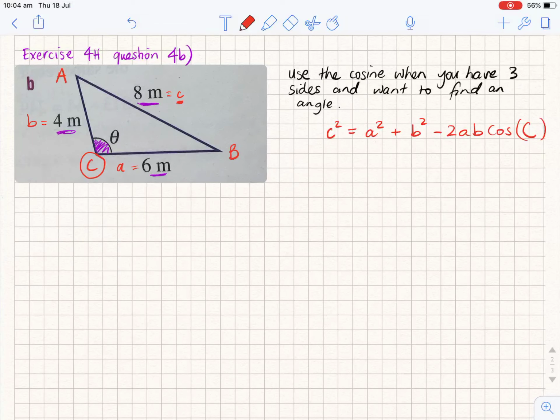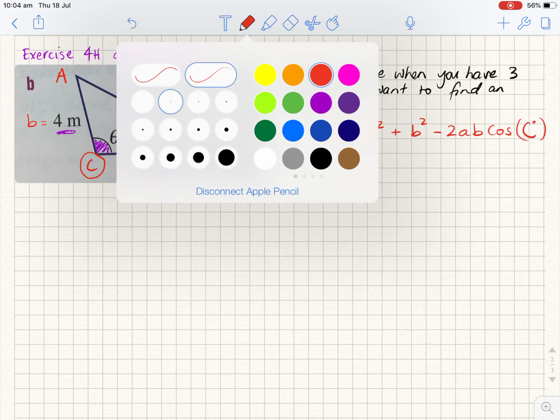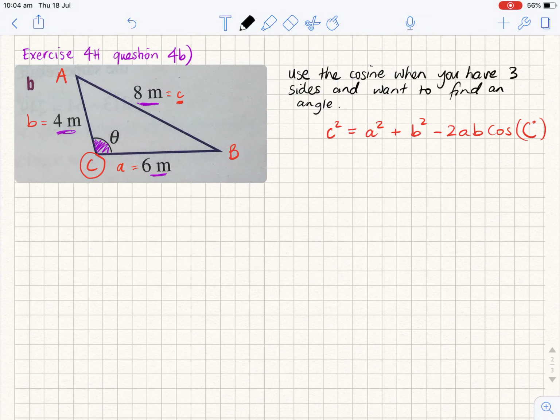Okay, so I've now chosen a rule that has capital C in it. That's what I need to make sure I've got. Okay, so I have selected my rule. My next step is to substitute what I know. So I know that little c is 8, little a is 6, little b is 4. I've substituted in everything that I know, and I need to try and find out what angle C is.